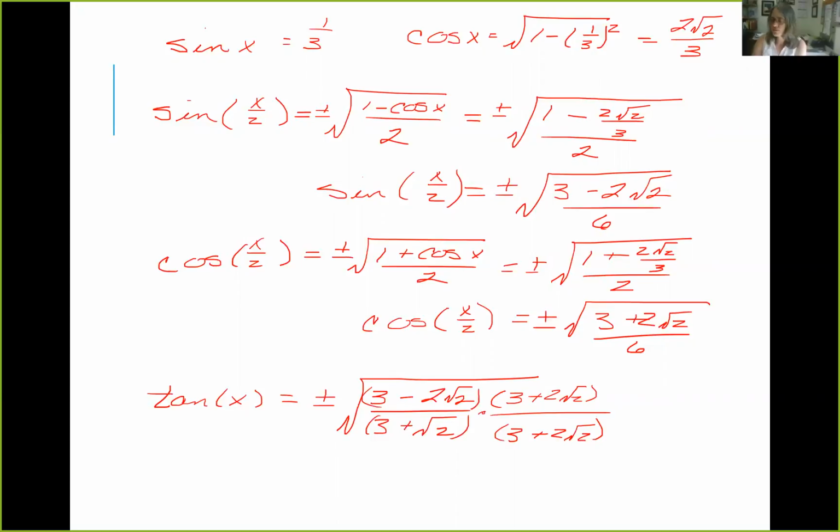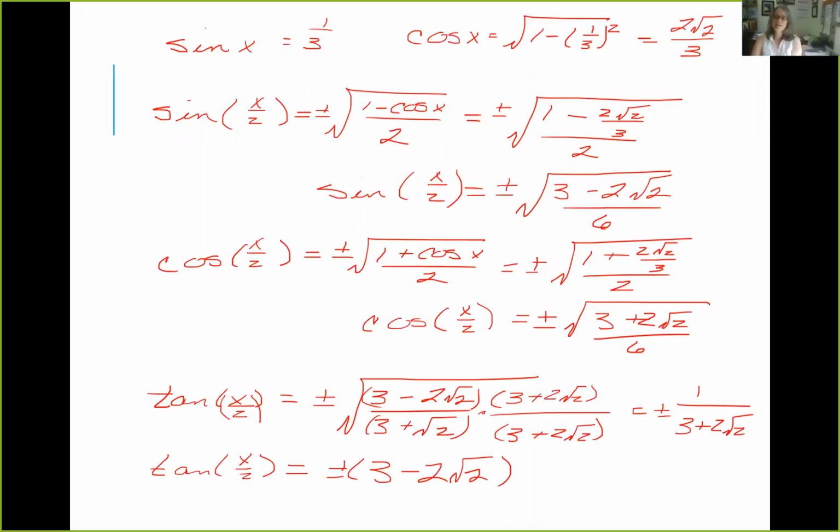Take the square root of what you end up with, and what you end up with is positive and negative 1 over 3 plus 2 square root 2. And now we do a little bit of work to rationalize this denominator. And what we get back to is that the tangent of x over 2 is equal to the positive and negative of 3 minus 2 square root 2. I'm going to leave this algebra to you. I'm not going to tie up everybody's time, but if you have trouble with this, let me know and ask the question either in email or in a study session.